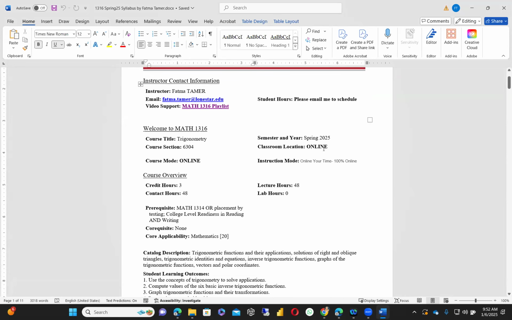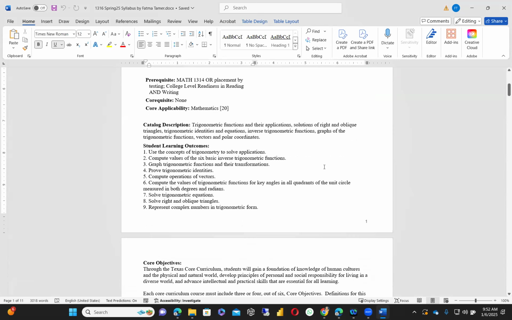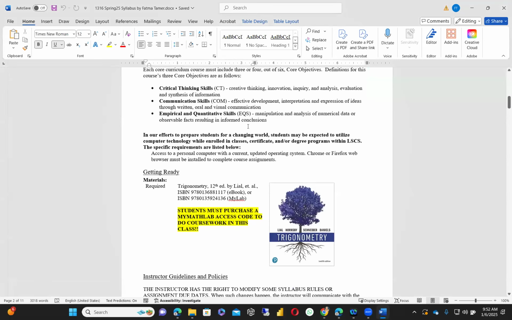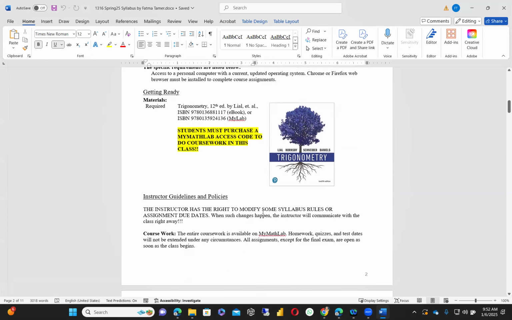This is the course section. This course is an online course. It's 48 lecture hours. You can read the details of everything. This will be the textbook we're following. You don't have to buy a physical book, but everyone who's taking this course has to purchase a MyMathLab access code to take the tests, to take the final exam, and do all the homework. Without the MyLab access code, this class is impossible to do.